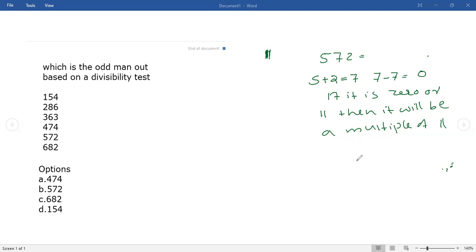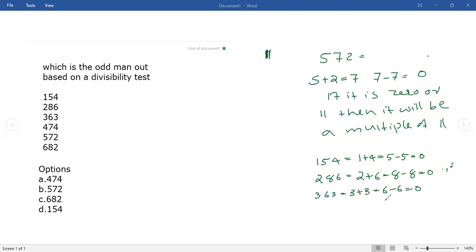So we can check for all the cases. First one, 154. 1 plus 4 is equal to 5. 5 minus 5 is equal to 0. So it is divisible by 11. 286. 2 plus 6 is equal to 8. 8 minus 8 is equal to 0. That is divisible by 11. 363. 3 plus 3 is equal to 6. 6 minus 6 is equal to 0. That is divisible by 11.